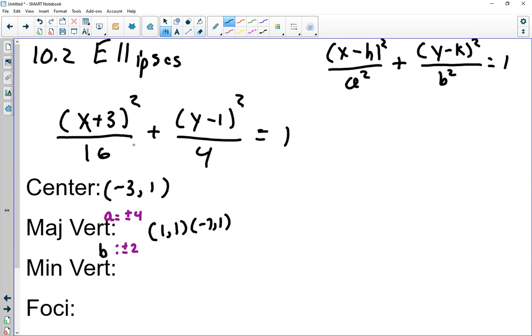So then plus or minus 2: (−3, 3) and (−3, −1). All right, the foci. To solve for the foci, you need to use the equation a squared minus b squared equals c squared. So 16 minus 4 is 12. Root of 12.